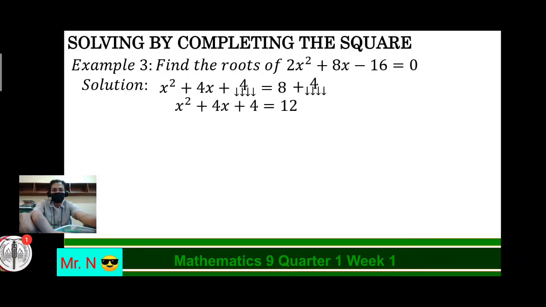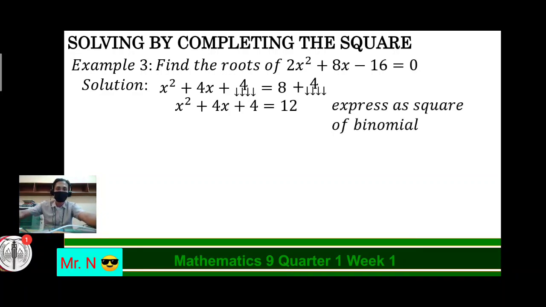Okay, simplify. We have now x squared plus 4x plus 4, and then 8 plus 4 is equal to 12. So we have x squared plus 4x plus 4 is equal to 12. In this case, we just need to get the identical binomial factors of the expression on the left and then express it as a square of a binomial.